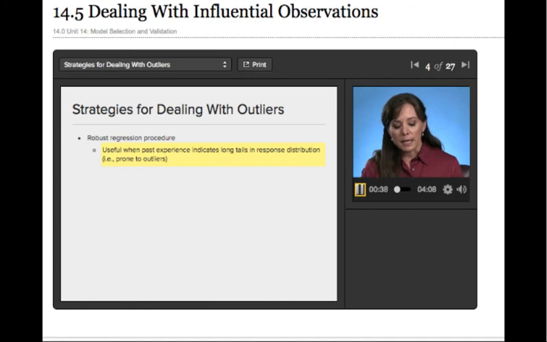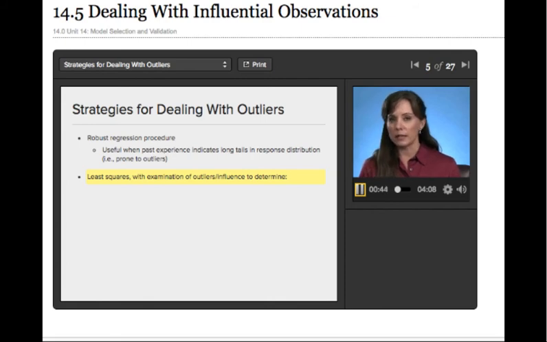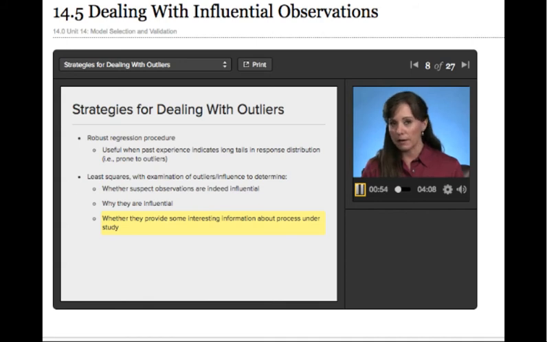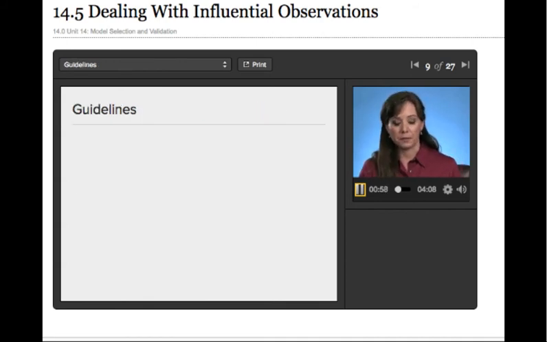If that's not the case, or if we don't want to use a robust regression procedure, we can use least squares, but we have to examine the outliers and influence closely to see whether suspect observations are indeed influential, why they are influential, and whether or not they provide some interesting information about the process under study. So what do we do?